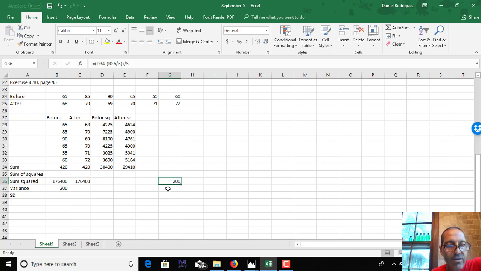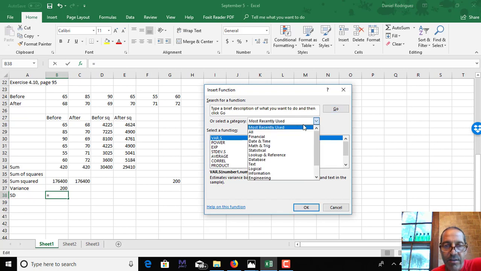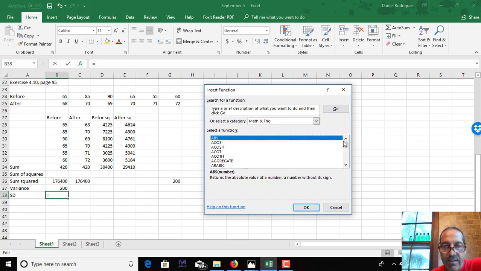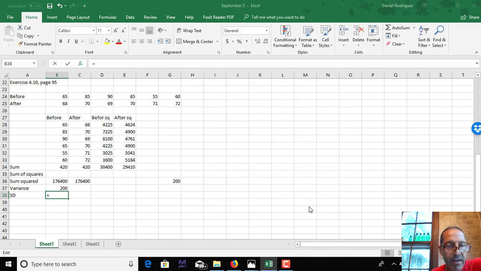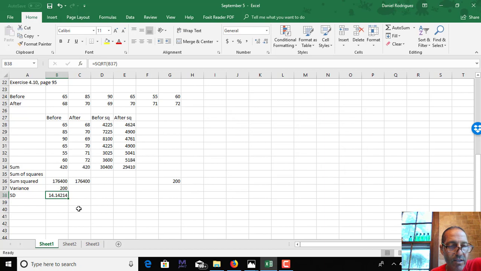Now for the last thing, I need the standard deviation. The standard deviation is the square root of the variance. So I'm just going to do the square root. I'm going to go look under math and trig, find square root, hit OK. What number do I want the square root of? I want the square root of 200. Hit enter, and it's 14.14214. Okay, so that was pretty simple. So that's how you calculate a variance.